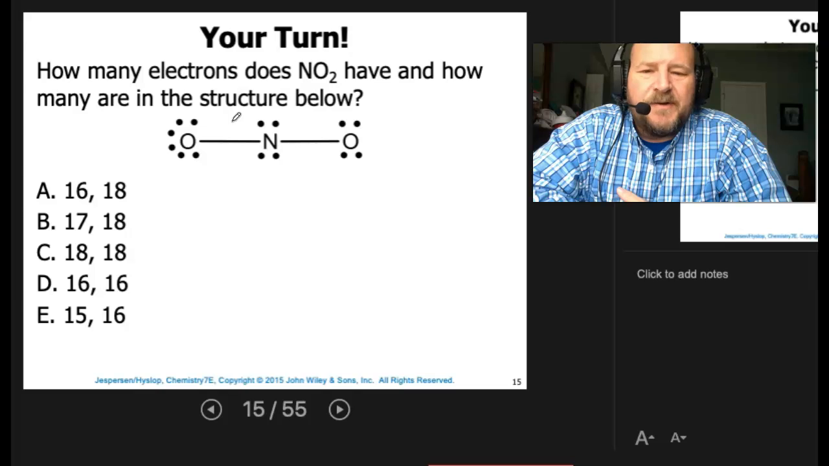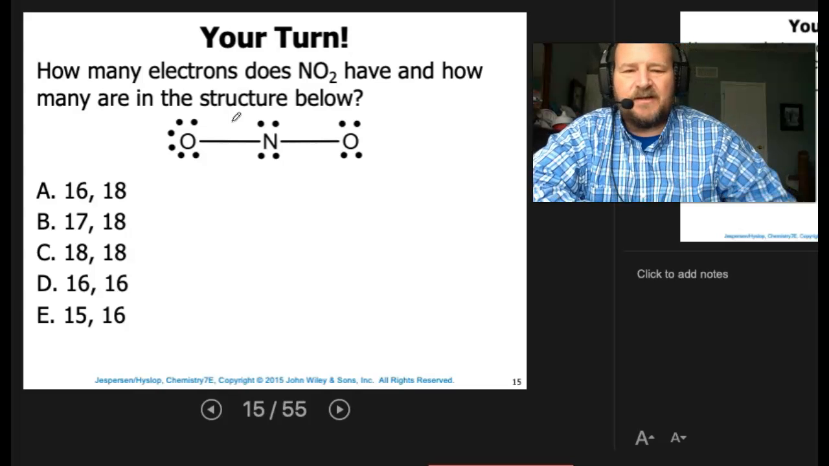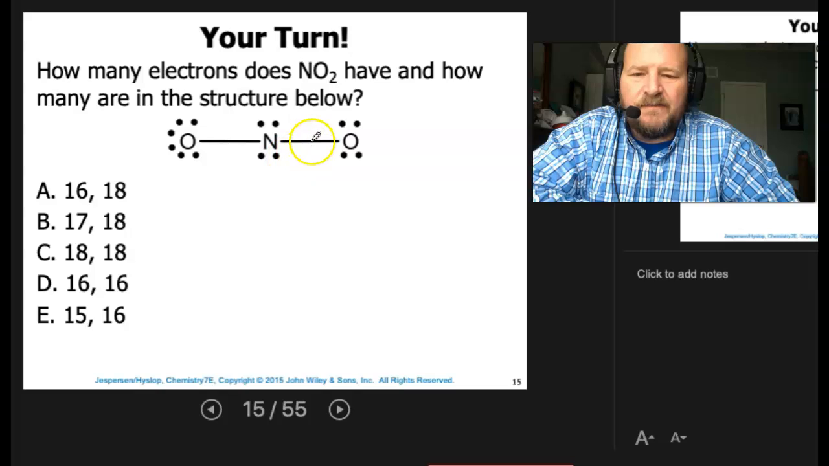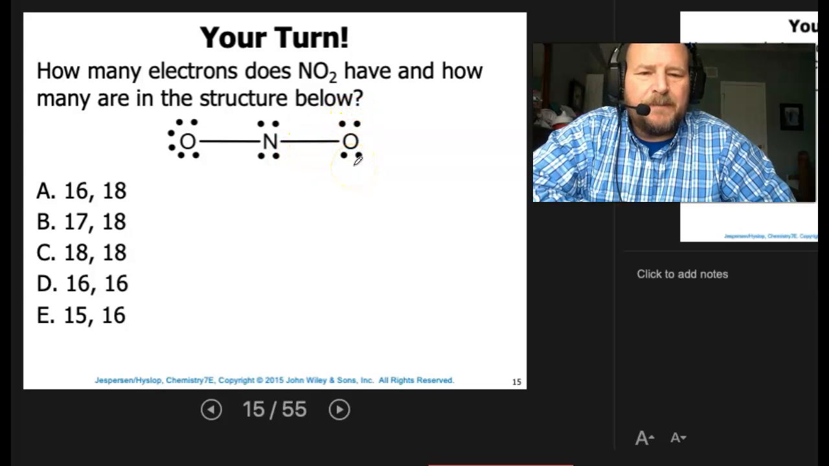So for NO2, we know we have 5 valence electrons for the nitrogen, 6 for each oxygen. So that's going to be a total of 17 electrons. In the structure, we have 2, 4, 6, 8, 10, 12, 14, 16, 18. So our answer should be B, 17, 18.